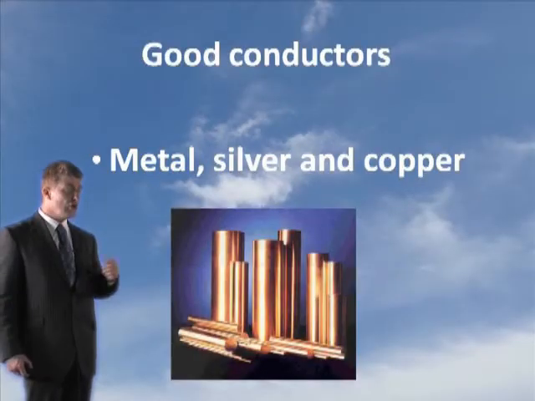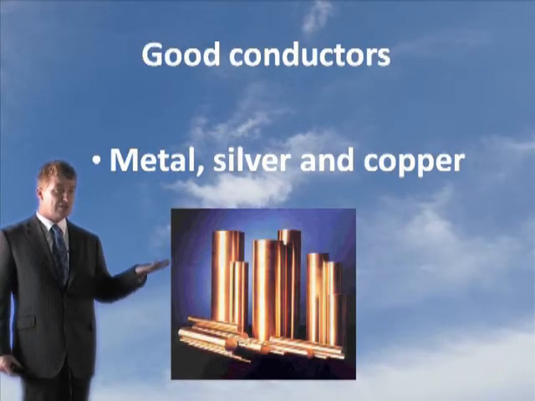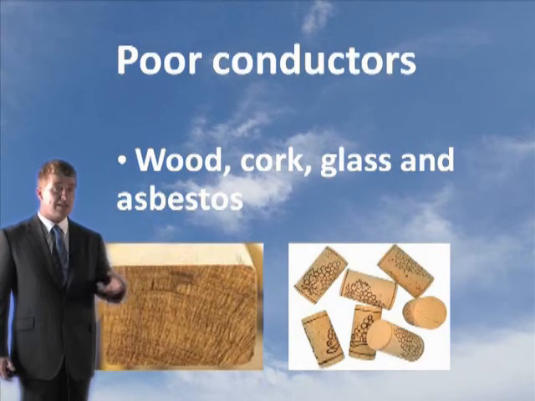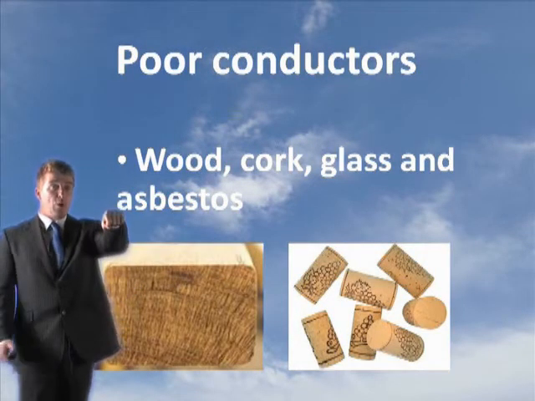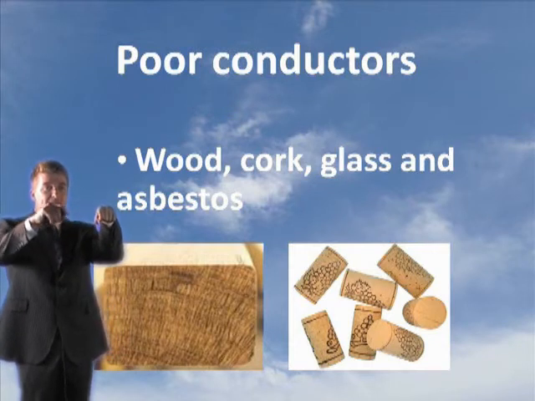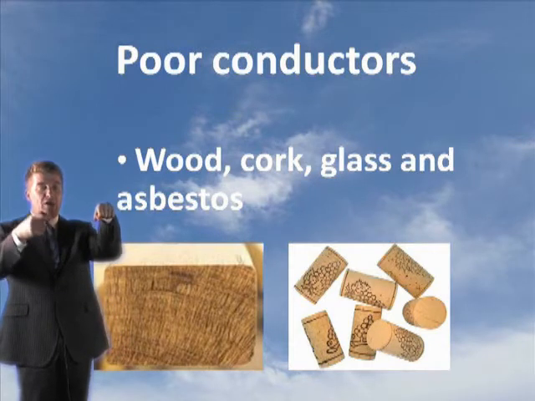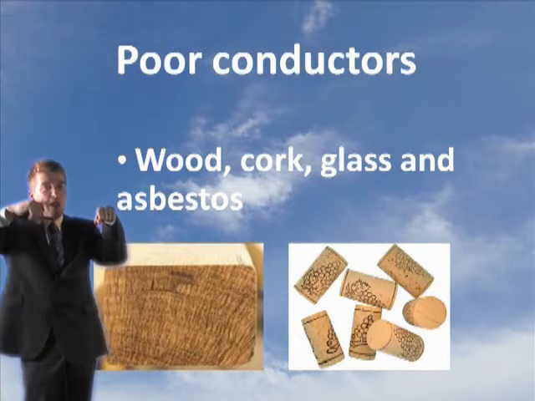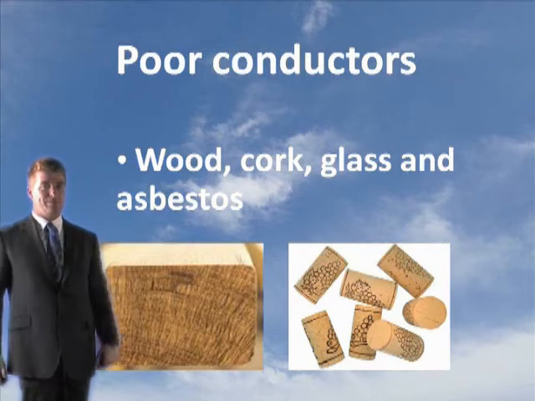Again, like I said, if you hold a metal bar, that's what happens. Good conductors are metals, so silver and copper, for example. Poor conductors: wood, cork, glass, asbestos. So if I got a lump of wood, the molecules are vibrating. If I heat up one end, what happens to the molecules at that end? They vibrate more. But poor conductors will not allow that transfer down the wood.